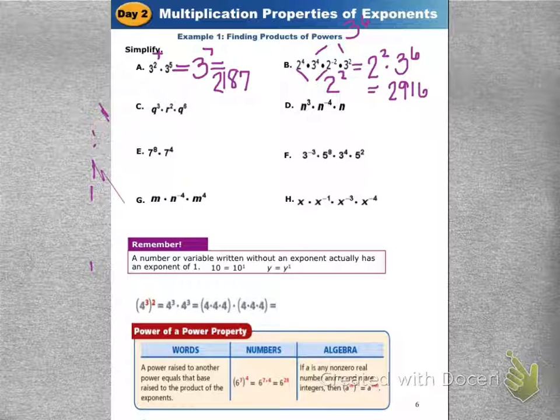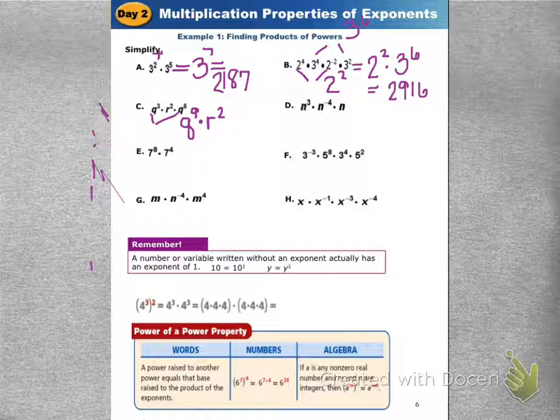Now here's one that's only involving variables, and so we can use the same properties whether they're variables or numbers. And so again, you have to match up the bases that are the same. So I have a q to the 3rd and a q to the 6th, which can be written then as q to the 9th power because 3 plus 6 is 9, and then times r squared. And in this case, because we don't know what q's value is or r's value, there's really nothing more we can do here than just leave it as q to the 9th times r to the 2nd power. And typically we'll put the variables in alphabetical order.